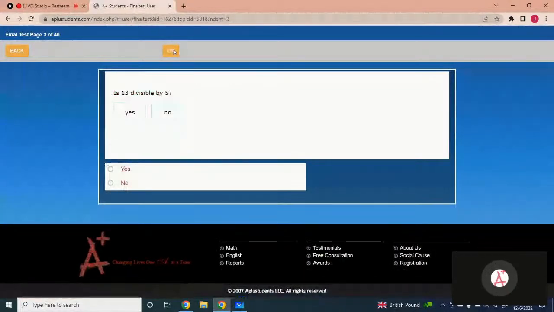Okay. Is 13 divisible by 5? Yes or no? Is 13 divisible by 5?